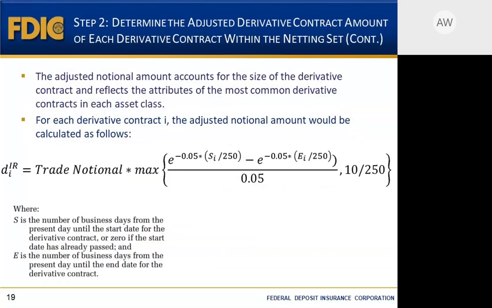The adjusted notional amount has a somewhat complicated formula, but I wanted to attract your attention to parameters S and E. S is the number of business days from the present day until the start date for the derivative contract, or 0, and E is the number of business days from the present day until the end date of the derivatives contract. Those two values are handy because they will allow you to figure out the residual maturity of a contract.